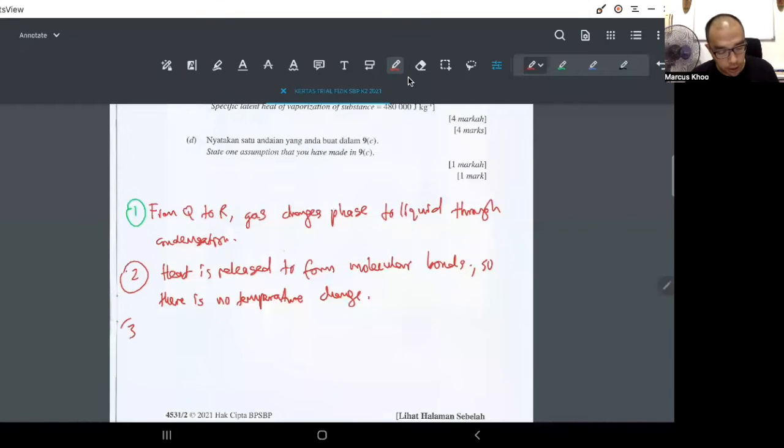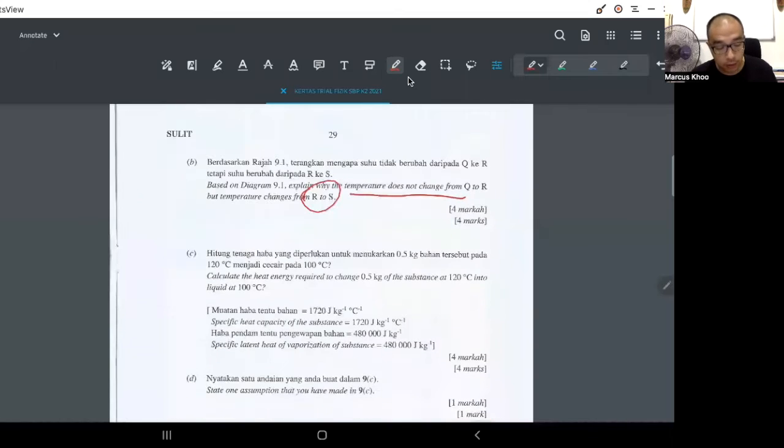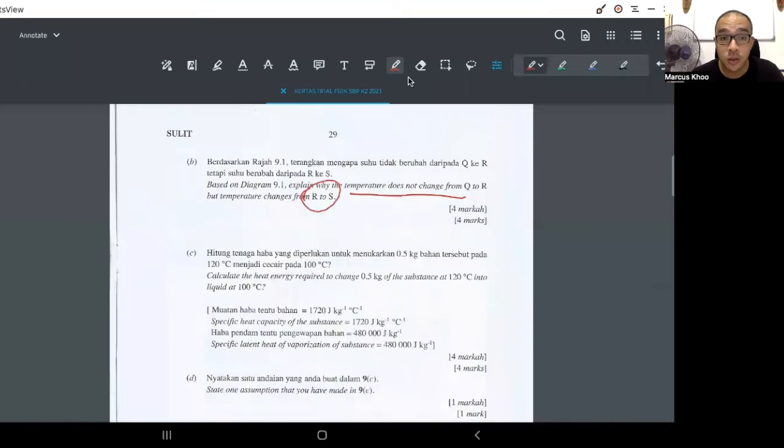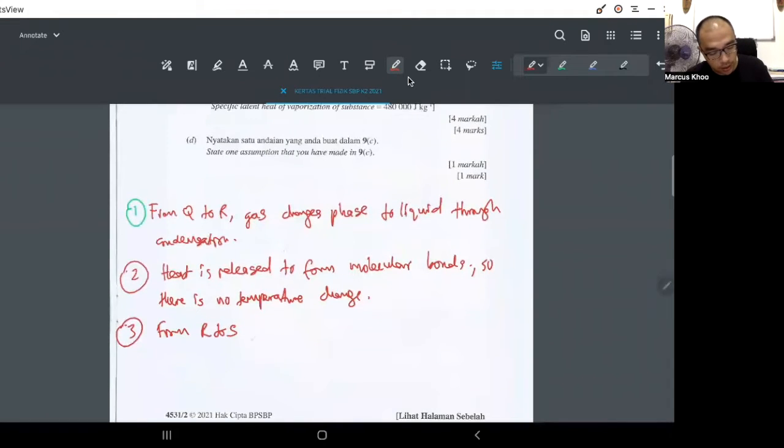Number 3, from R to S. This one we know. It is already fully liquid. So from R to S, liquid continues to cool down. Dia masih menyejuk.